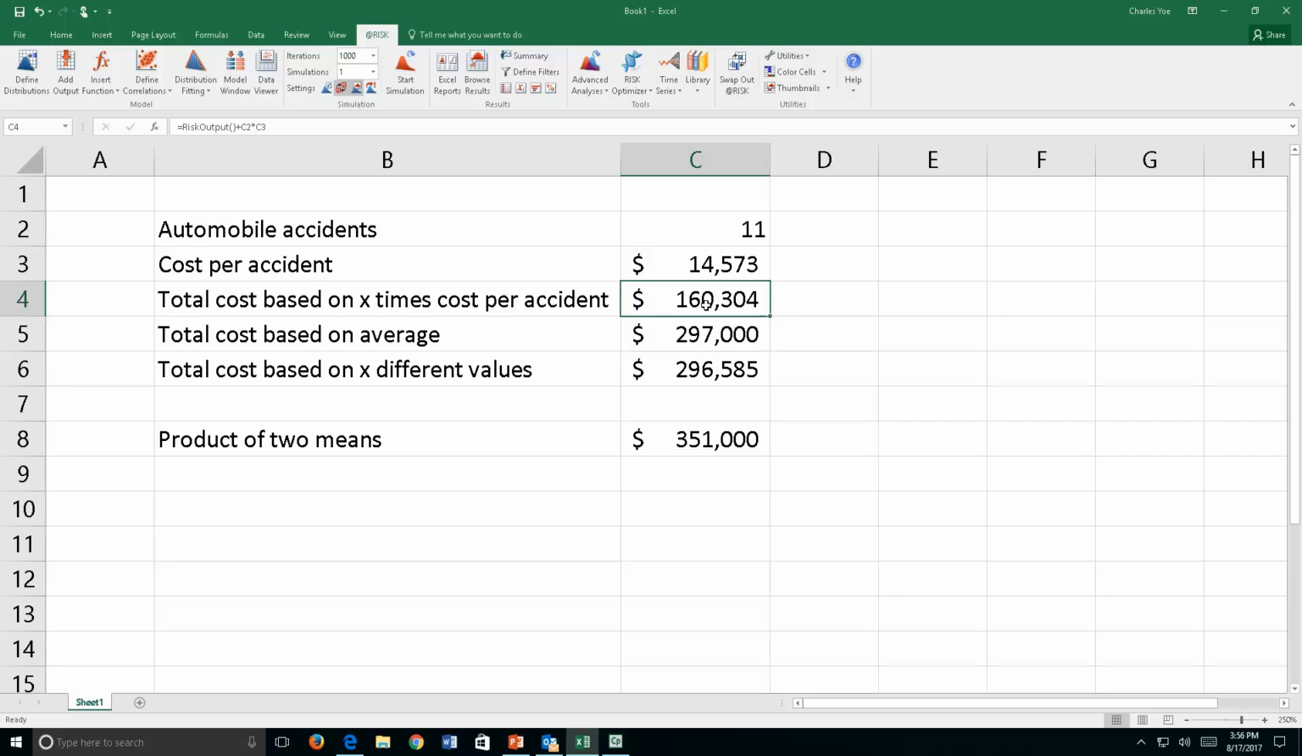So I put these here so that you can see this number is actually quite different from these other numbers. And it gives you an interesting way, in a very compact way, to sample a number of different values. So this is saying take 11 values from this distribution that we saw earlier and add them, and that summed $296,000.